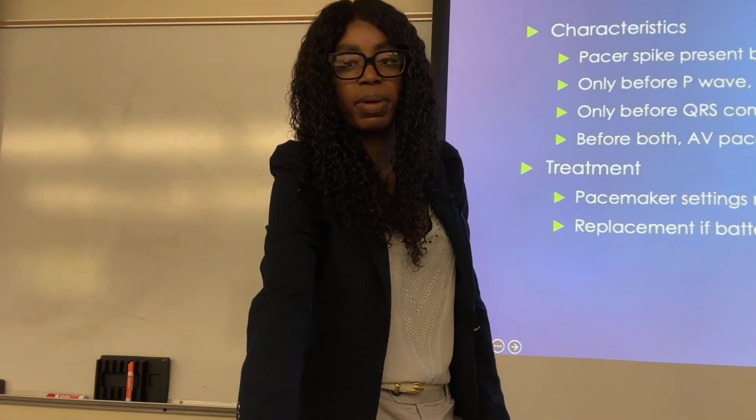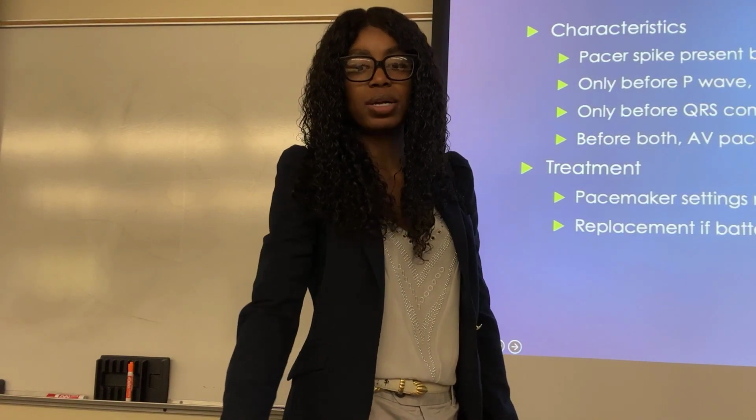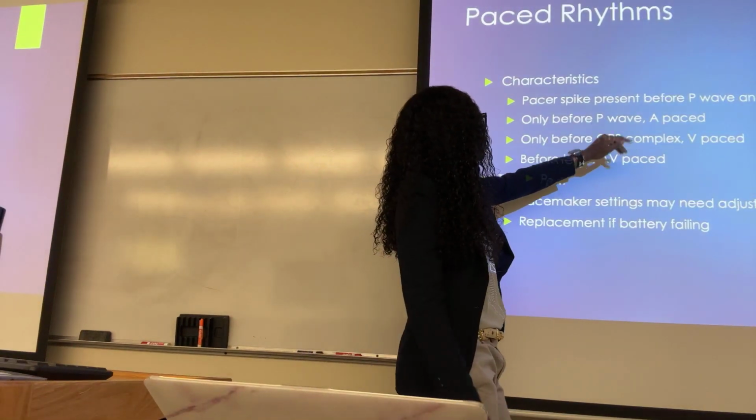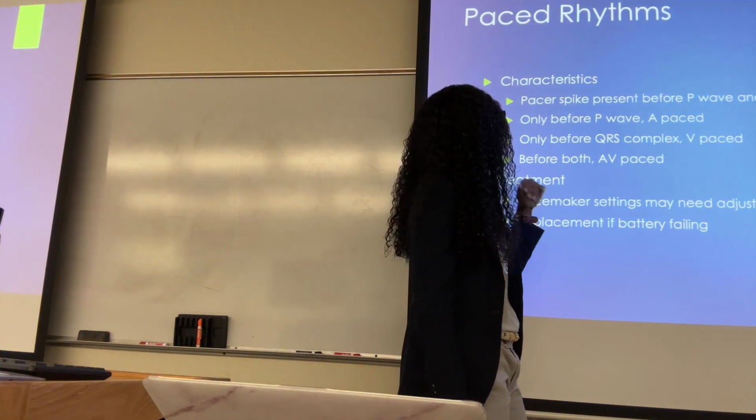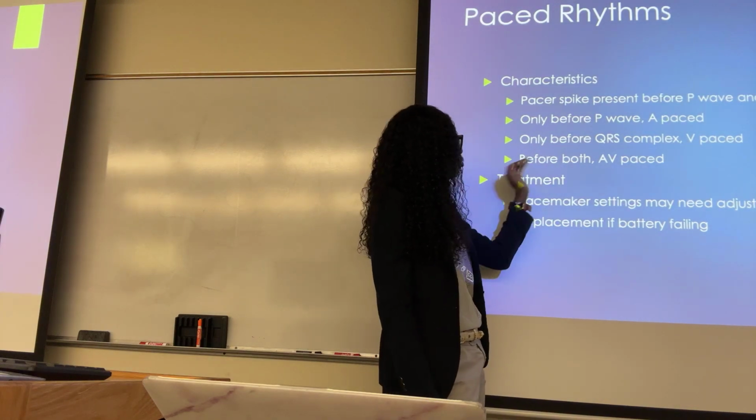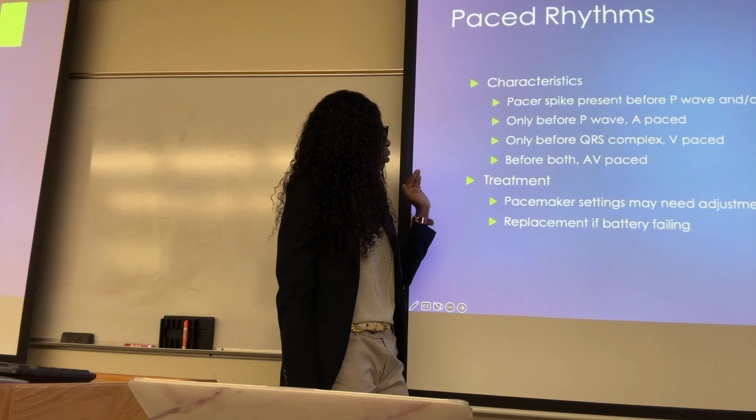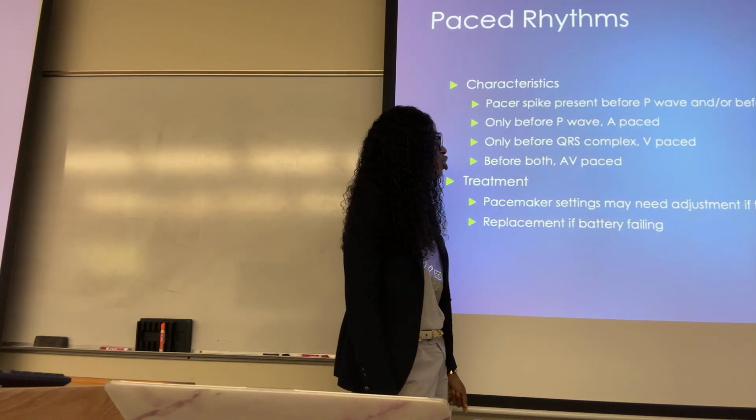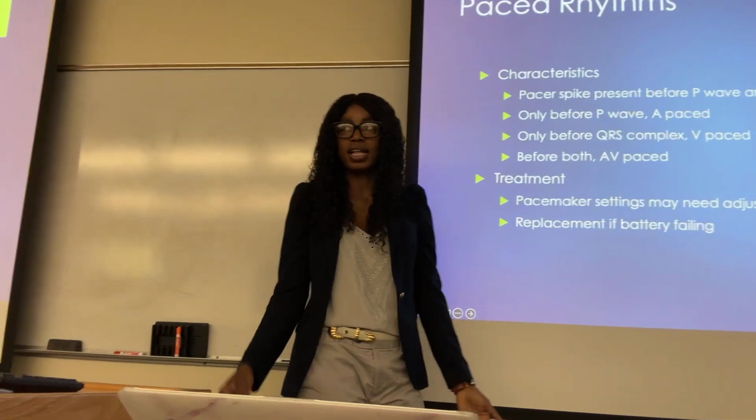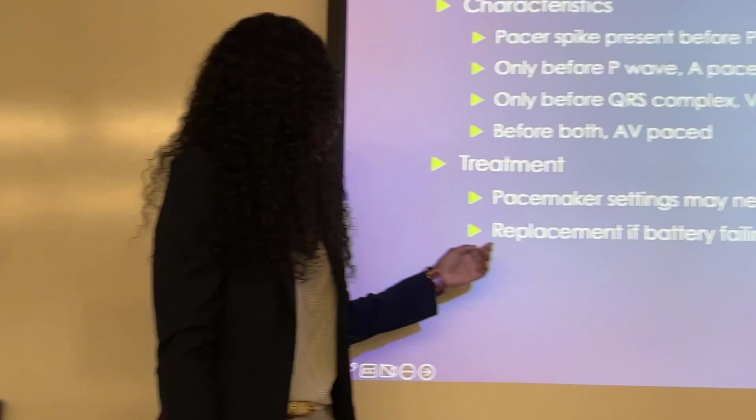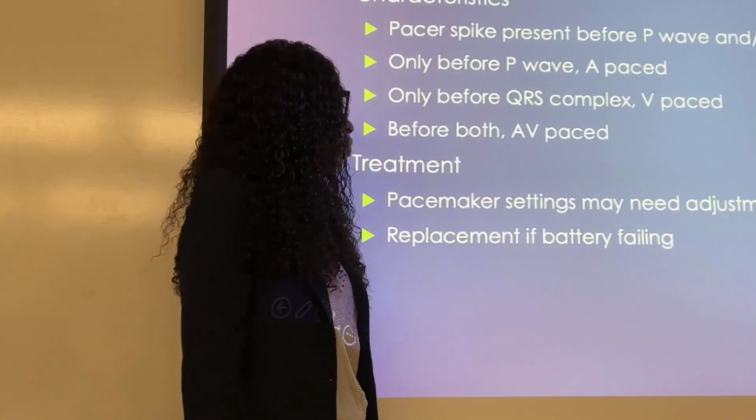So here's the care of a patient with a pacemaker. We're going to monitor them, right? So we're looking at the pace spike presented before the P and or before Q or S. Only before P means A pace. Only before Q or S means V pace. Before both, AV pace. Okay, the treatment: pacemaker setting may need adjustment if it failed to capture. That's if we see the spike, but nothing happens after. And we can replace it if batteries are failing.